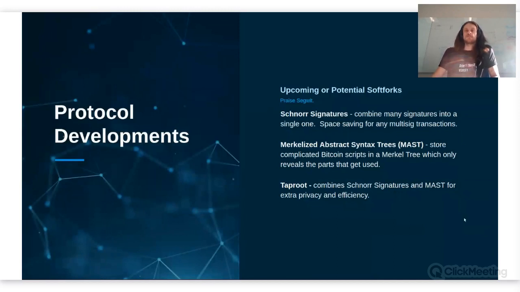Then there's something called MAST. It's Merkleized Abstract Syntax Trees. Now this is a way to store more complicated Bitcoin scripts in a Merkle tree, so it only reveals the parts that get used. We're going to look at that on the next page.